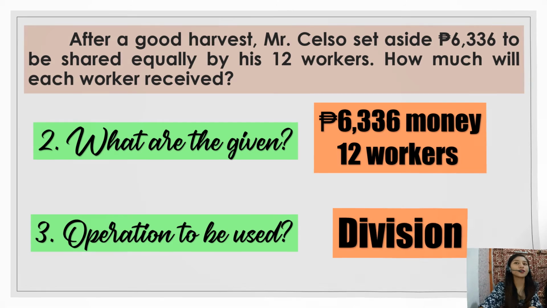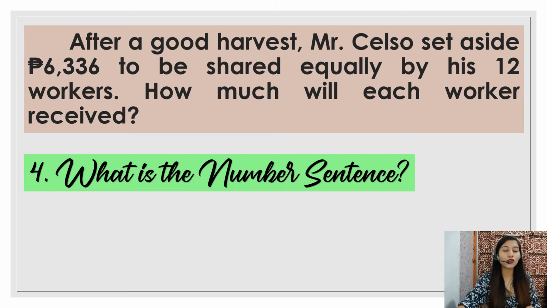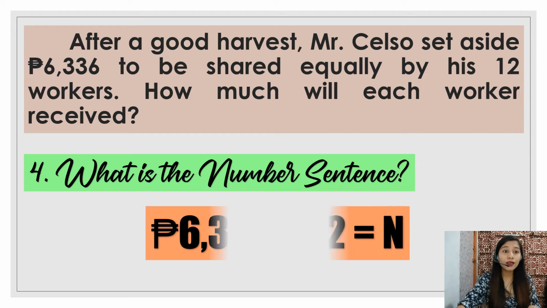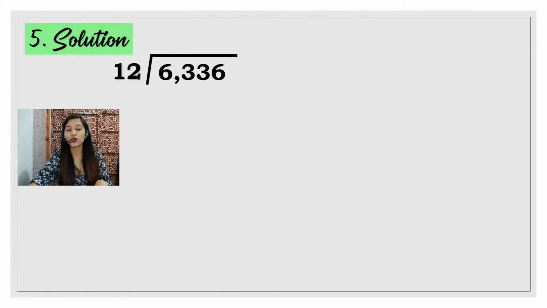Okay. And number 4 is, what is the number sentence? So the number sentence is 6,336 divided by 12 is equal to n. Okay, so don't forget to write n in writing the number sentence. Okay. So number 5 is the solution. So now we are going to divide 6,336 by 12.